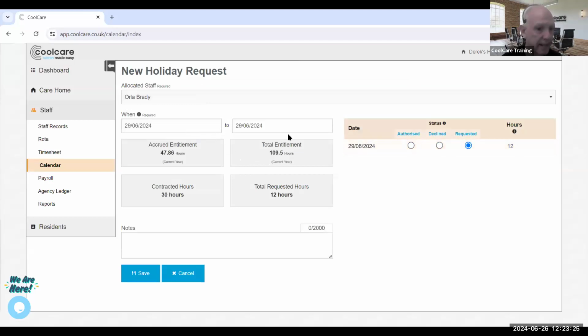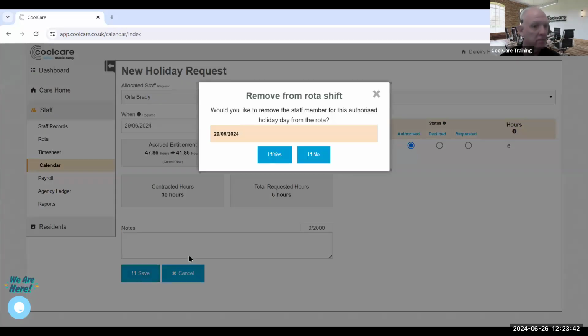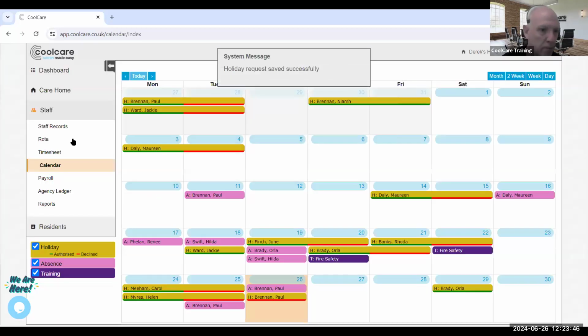It's going to be for a day, but I'm going to say 6 hours. Again, it's however many hours you would pay her when she wasn't in. So I'm going to say 6 hours, just to make it easy. I'm going to authorize it, make it nice and quick, and save that. Take her off the rota. Yes. Go back to my rota.